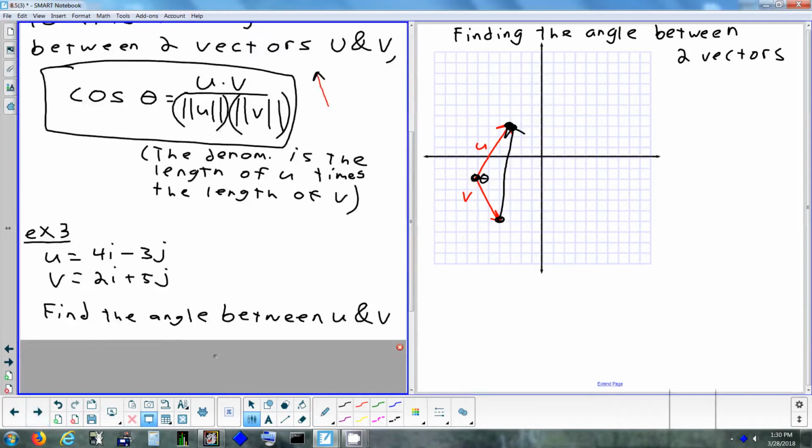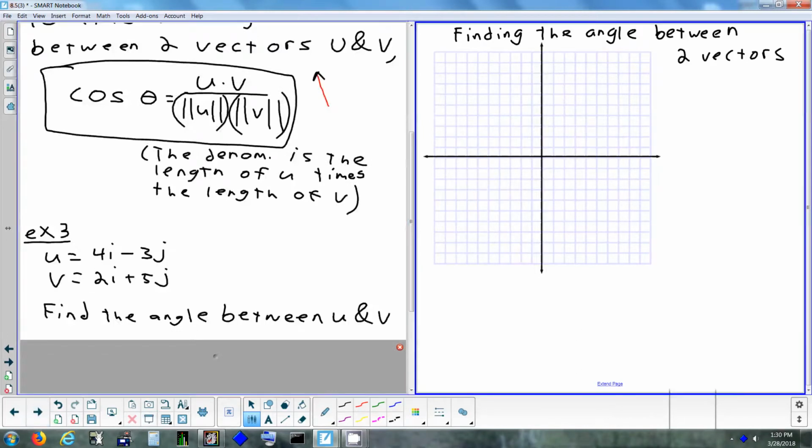All right, so let's look at these two vectors and find the angle between them. I'll do a quick sketch just so we can get an idea of what it should be. So we've got right 4, down 3. That's vector u, and then right 2, up 5. If I look at those two vectors, to me it's almost 90, maybe a little more than 90. Could be 100, right around there. So let's go through and find the angle and see what we got.